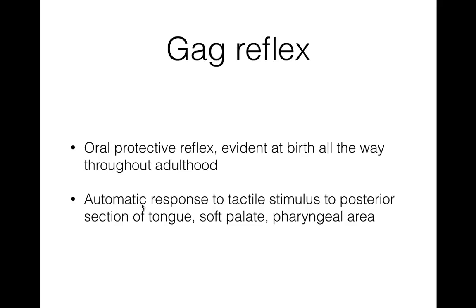This is an automatic response to tactile stimulus to the posterior section of the tongue. So you can actually elicit that yourself. You can try it by stimulating the posterior section of your tongue, the soft palate, as well as the pharyngeal area, and this will result in you gagging.